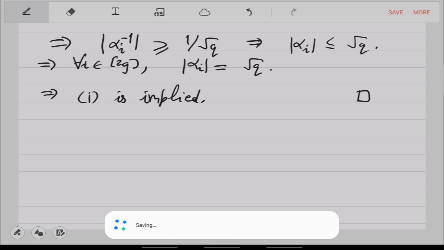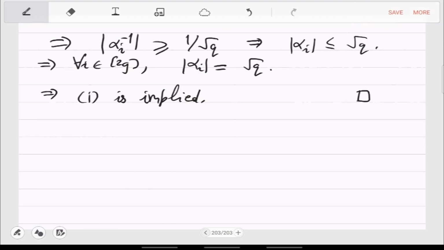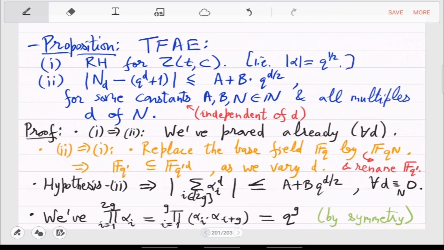Okay, so that's a very interesting reduction of the Riemann hypothesis. Yeah, so actually FQ prime I did not need. It gets inbuilt.